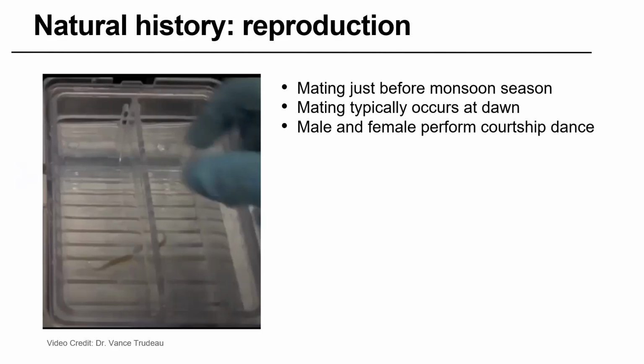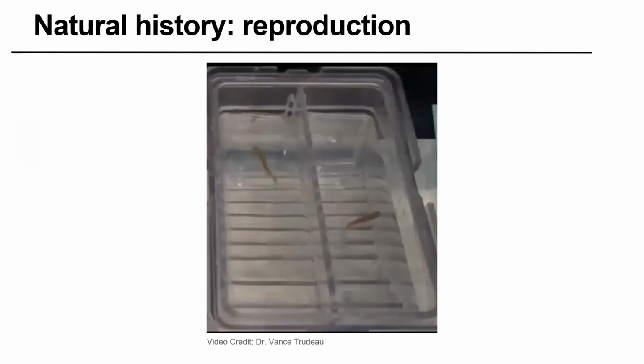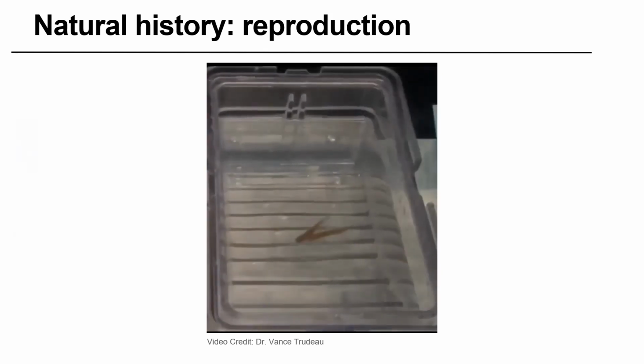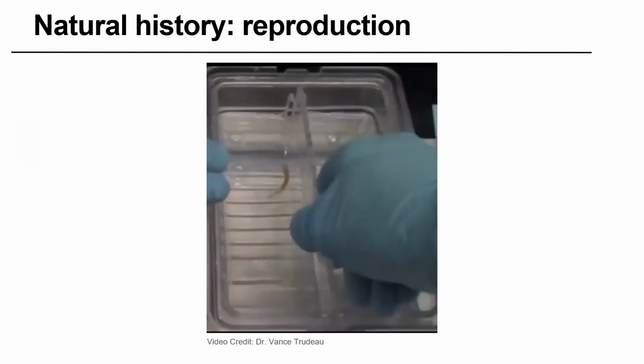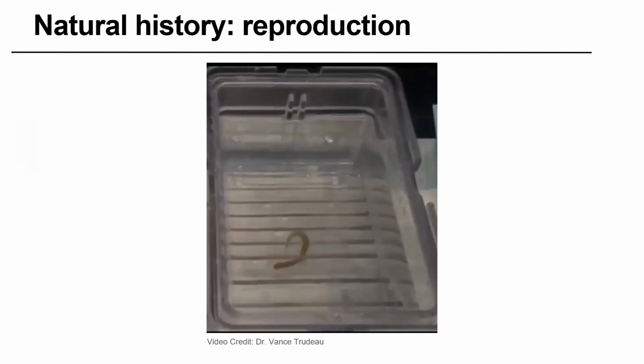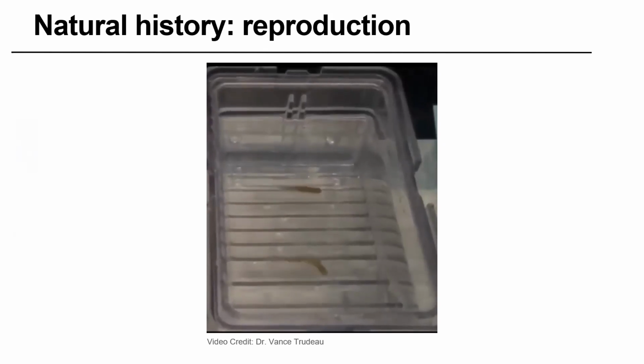In the wild at least, they mate just before the monsoon season, typically at dawn, and they perform a nice little courtship dance. So here's a male and a female courting. Guess who the male is and who the female is? So the male is this one. The courtship dance is going to be chasing the female. Watch that again. So it's going to consist of chasing the female and then trying to, generally in a larger environment, lead her to the spawning grounds.